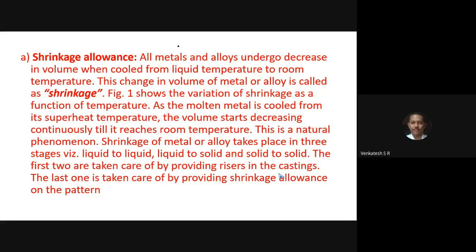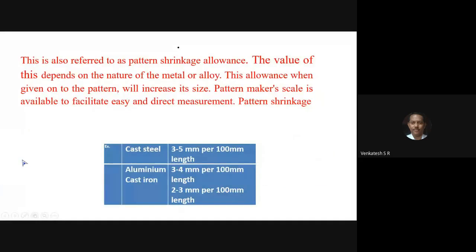The volume comes to the perfect size and shape. So for that reason, in order to compensate for volume contraction, shrinkage allowance is provided in the mold cavity. Next, coming to the point, the shrinkage allowance depends upon whether the metal is ferrous or non-ferrous.